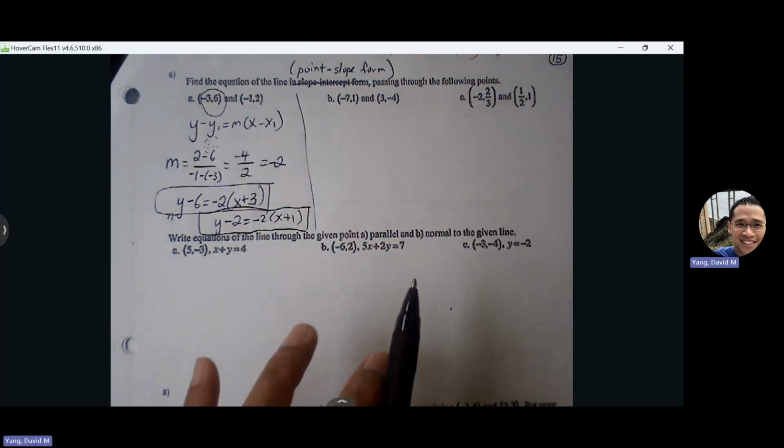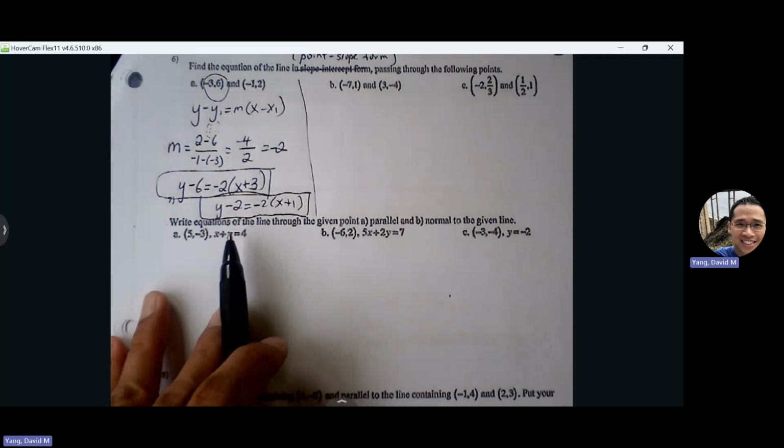So I'll skip B and C. Those are just following the same pattern as A. Let's look at number 7. Write the equation of the line through the given point that is parallel to the line, and then separately also write an equation that's normal to the line. So normal means perpendicular.